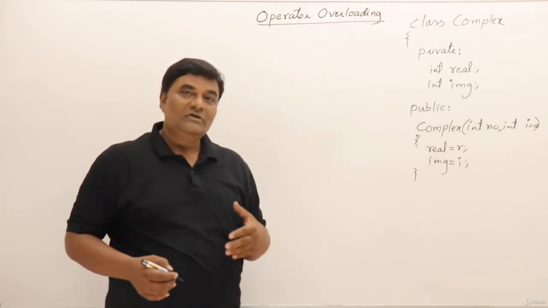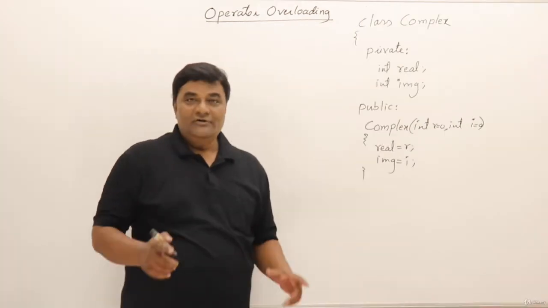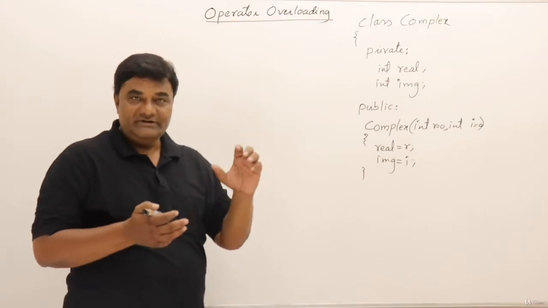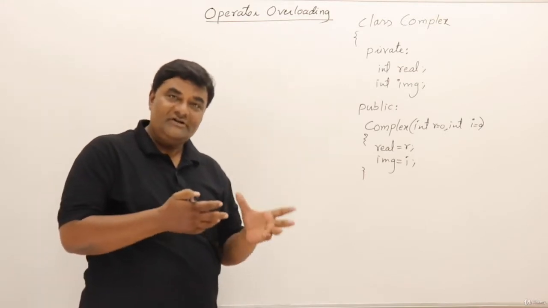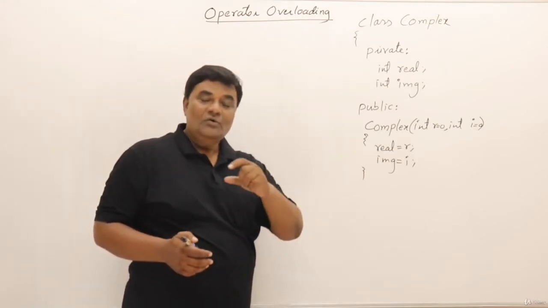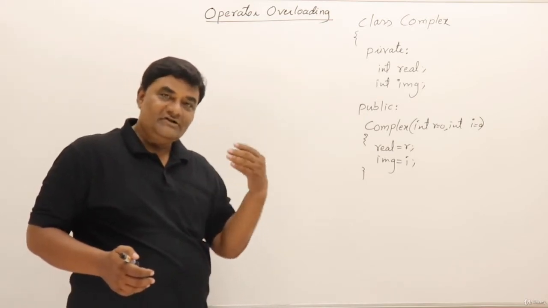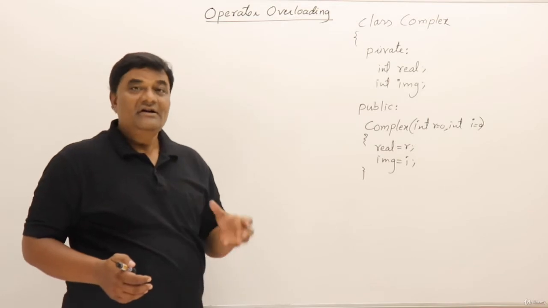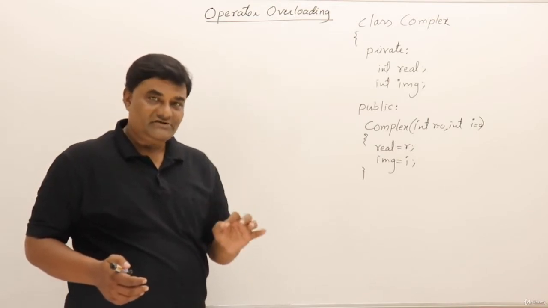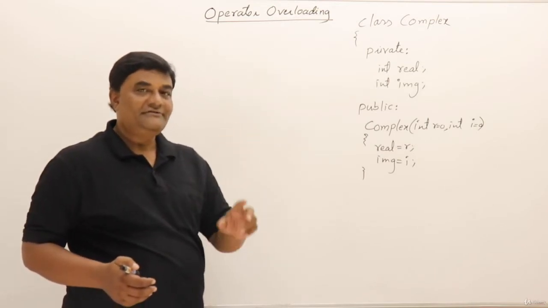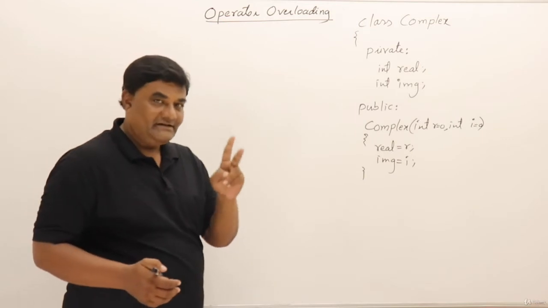Now let us overload the addition operator. For learning operator overloading, we have to learn two things. First is how to write a function, and the second thing is what should be the signature of a function. The signature of a function I will show you afterwards. First, let us see how to write a function. So I will write one function for adding two complex numbers.